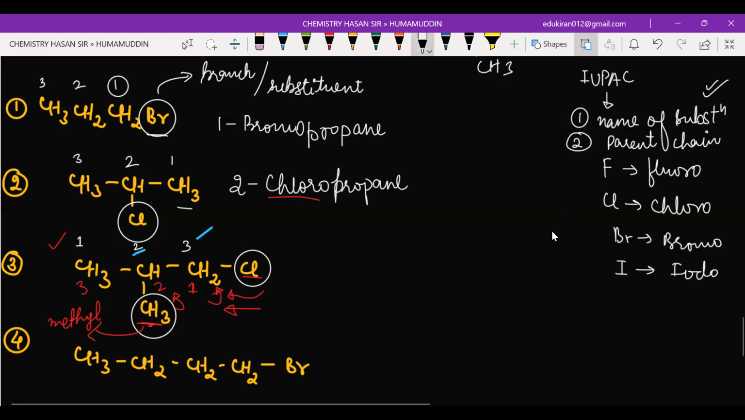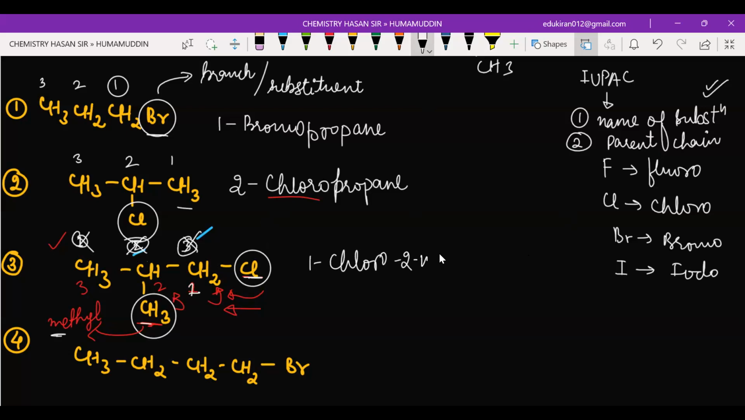Whenever you write the name, you do it in alphabetical order. So chloro starts from C, and methyl starts from M. So you know that this is at number 1. This is wrong, 3, 2, 1. You are not going to do this because numbering gives the branches the lower numbers. So you write 1-chloro, 2-methyl, and then again how many carbon in the parent chain? 3, prop, and all are singly bonded, propane.